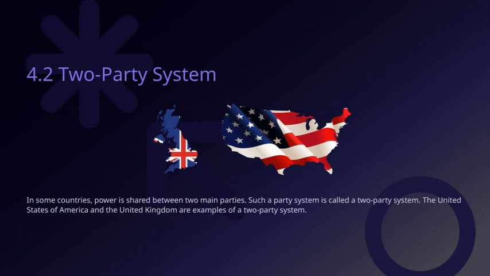In some countries, power is shared between two main parties, and this setup is what we call a two-party system. You might be surprised to learn that the United States of America and the United Kingdom are prime examples of this type of system. Essentially, in a two-party system, two major parties dominate the political landscape, often alternating in government. This structure can influence how policies are made and how voters choose their representatives. It's a key concept to understand because it shapes the political dynamics in these countries and helps us see how different systems impact governance and democracy overall.